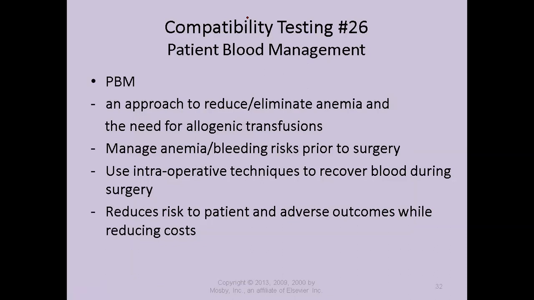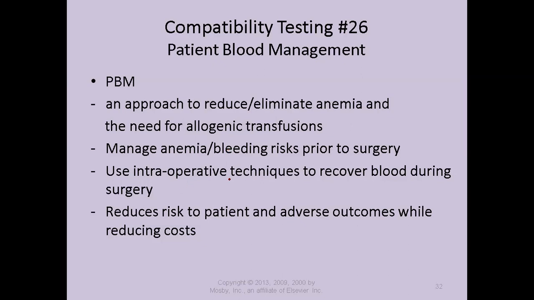Okay. Patient blood management. Okay, it's an approach to reduce or eliminate anemia and the need for allogenic transfusions, meaning getting a transfusion with products from someone else. It tries to manage anemia or bleeding risk prior to surgery. So basically, for instance, here's something that we talked about in hematology. People that may have an anemia, rather than getting a transfusion, may get a dose of erythropoietin to stimulate their own body to make more red cells.